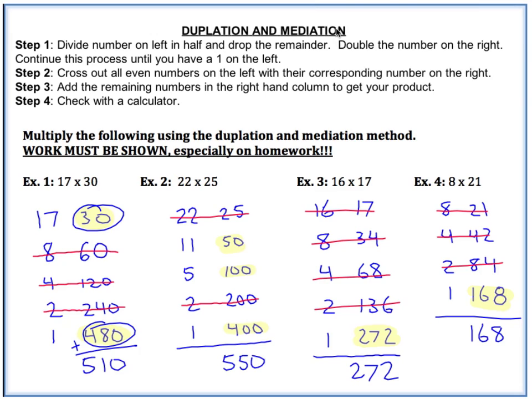Alright, welcome back. Go ahead and check your work here for number 2, 3, and 4. You should have gotten 550, 272, and 168. Now in examples 3 and 4, it's an interesting thing because we had only even numbers on the left side until the very end, and so our answer was just this 272, didn't require any addition at all. Okay, so that is multiplying using duplation and mediation.